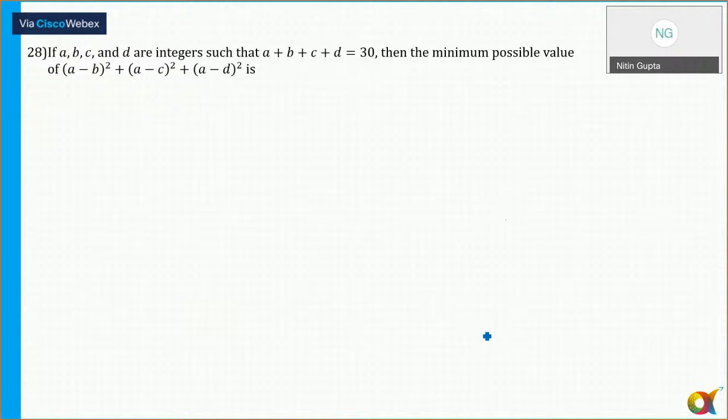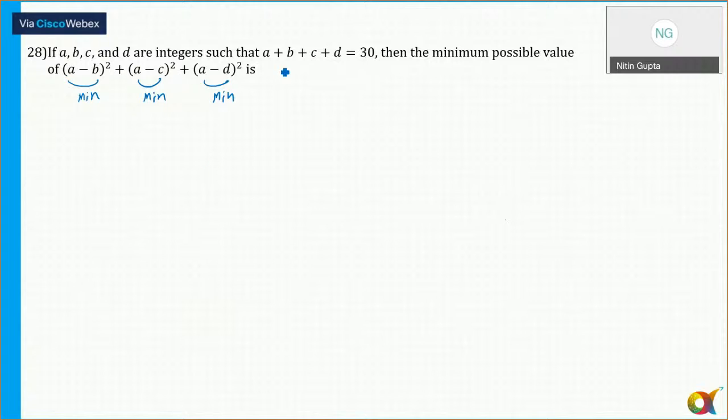What is the funda? If I need to find the minimum value of (a minus b) square, a minus b should be minimum. a minus c should also be minimum, and a minus d should also be minimum. And if they are minimum, it means what? The difference of the two numbers is minimum if they are equal. And if they can't be equal, they should be very, very close to each other. Yes or no? They should be very, very close to each other.